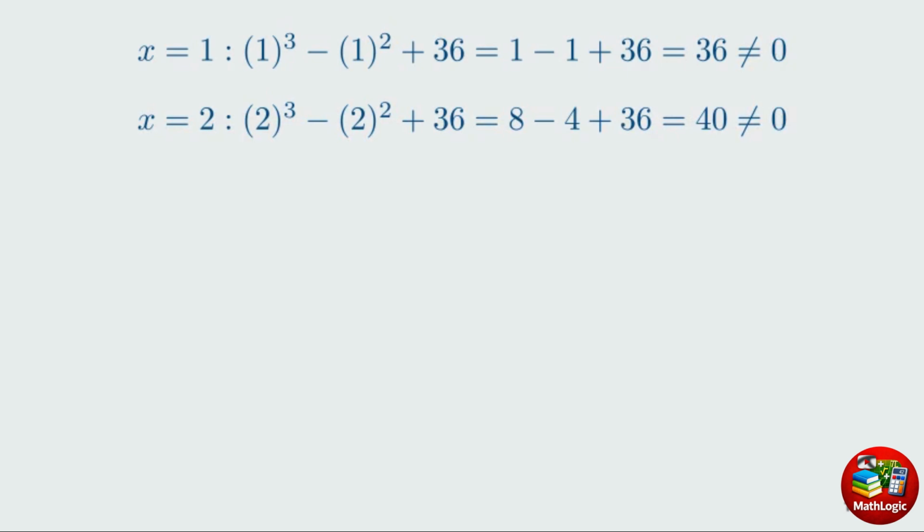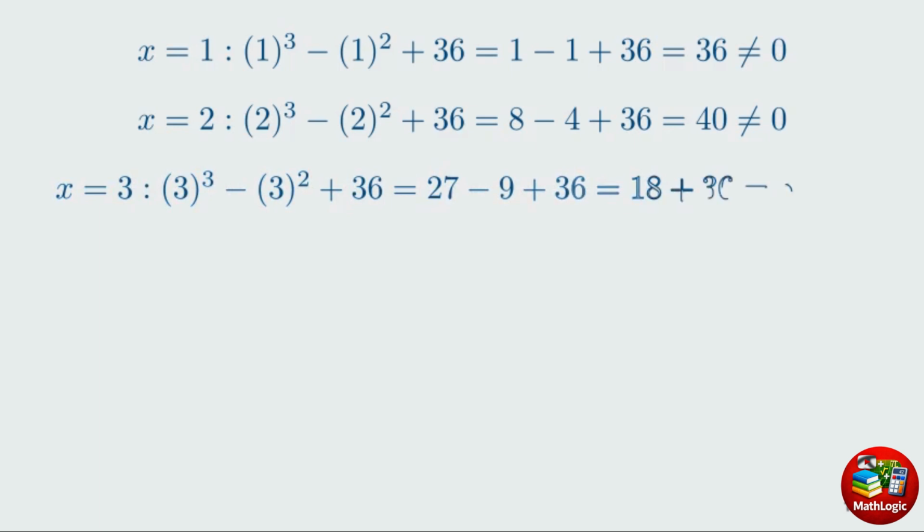How about x equals 3? Plugging in 3, we get 3 cubed minus 3 squared plus 36, which is 27 minus 9 plus 36. This simplifies to 18 plus 36, which is 54. Still not 0. Let's keep trying. Notice that the values are increasing. This suggests we should try negative numbers.